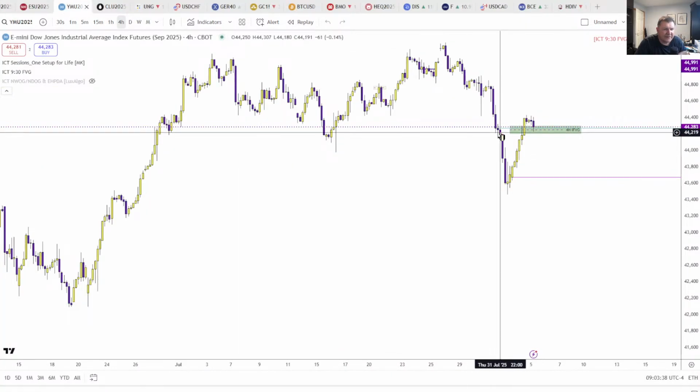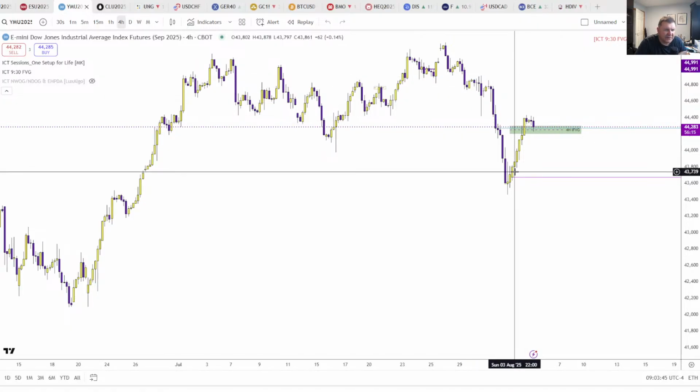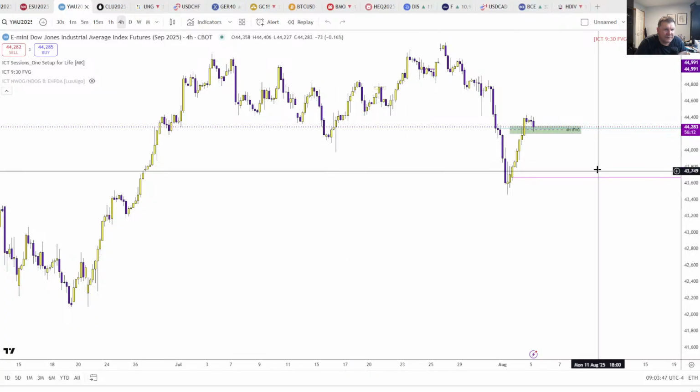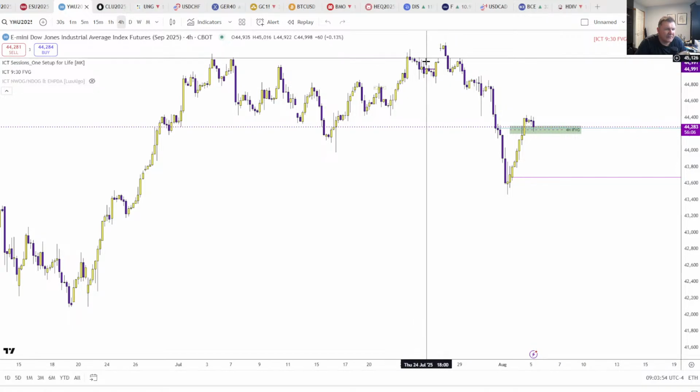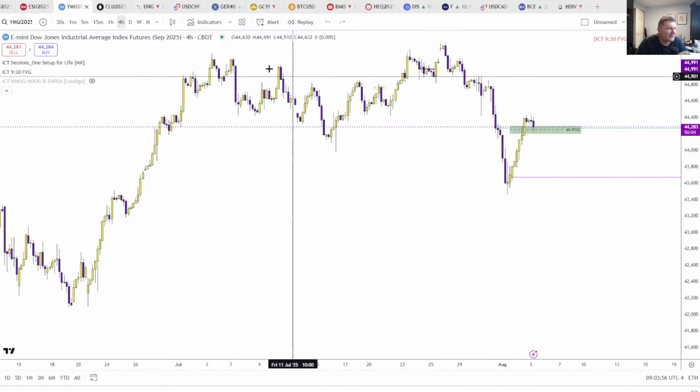This doesn't have a bullish order block candle here. It's just all down candles, but we do have this inversion. I would like to see that hold price and keep pushing higher. We're heading for that gap above us here.